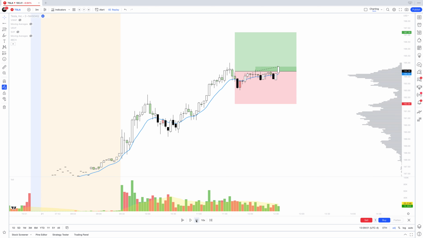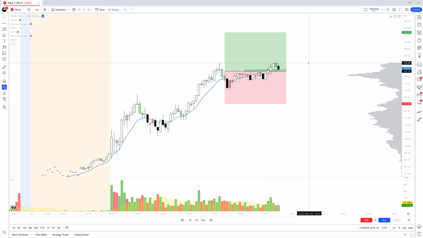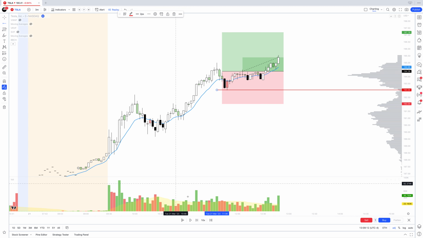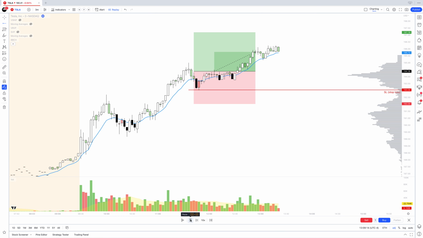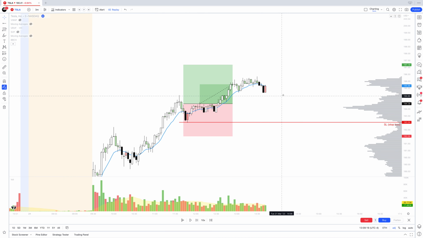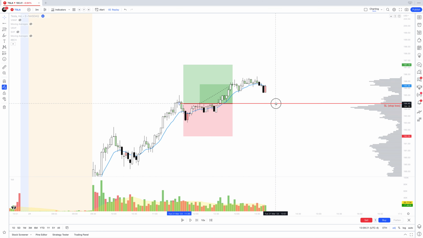So still watching, looking for high of day break. If high of day breaks, then we're obviously going to be moving our stop loss up a little bit. There's the high of day break. Stop loss now here. Easy as that. Let's speed this up a little bit. I do not want to be holding this one overnight, to be honest with you guys. I'll probably put my stop loss above my average now.